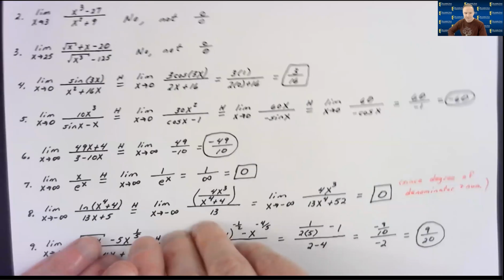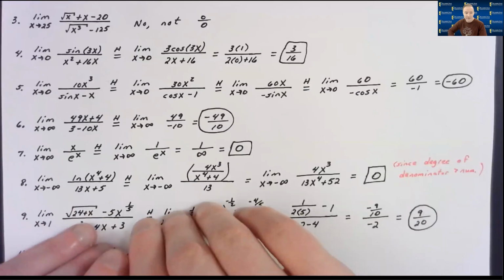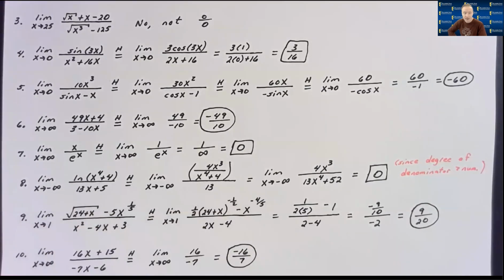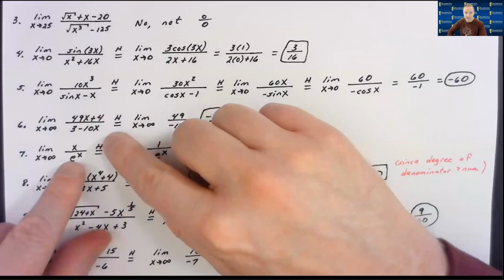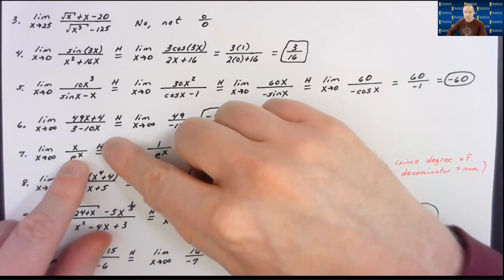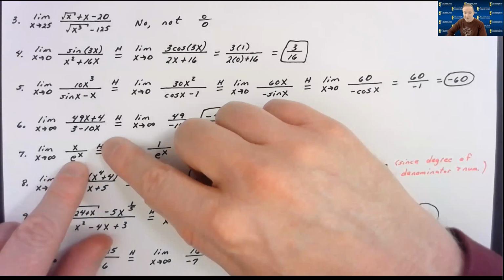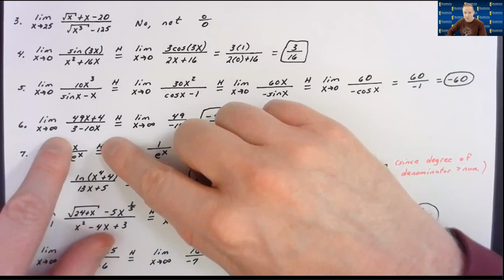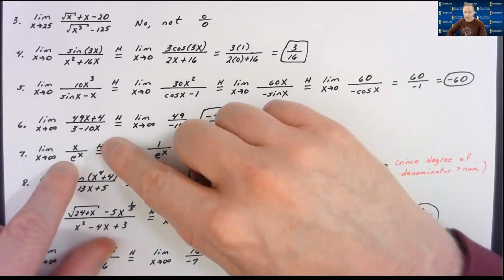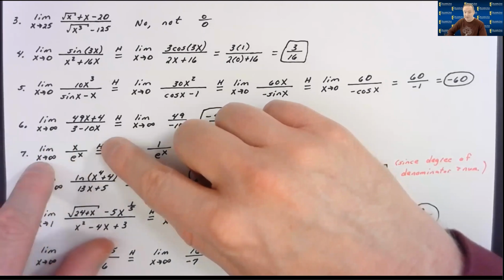Number 7, we have the limit as x approaches infinity of x over e to the x. Well, I already know the answer to this problem before I work it. I knew it was 0. How did I know that? Because exponential functions go to infinity extremely more quickly than just wimpy little polynomial functions. So even if this was x to the billionth power up here, x to the billionth power divided by e to the x as x goes to infinity would be 0.